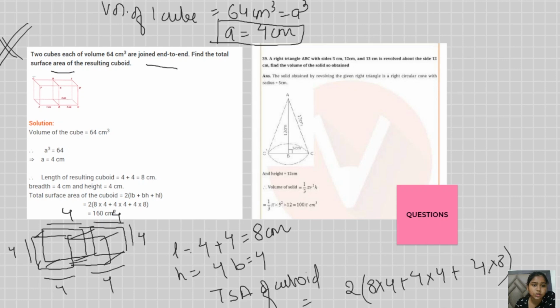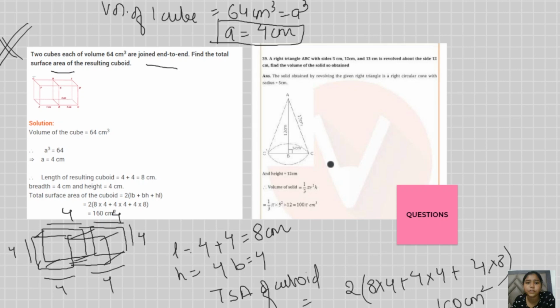Now the next question is, a right triangle ABC with sides 5 centimeter, 12 centimeter and 13 centimeter is revolved about the side 12 centimeter. This is the side of the right triangle, this is the height. So basically 5 centimeter is the side, 12 is the side and 13 is the side. Find the volume of this cone. We have to find the volume of the cone, right?